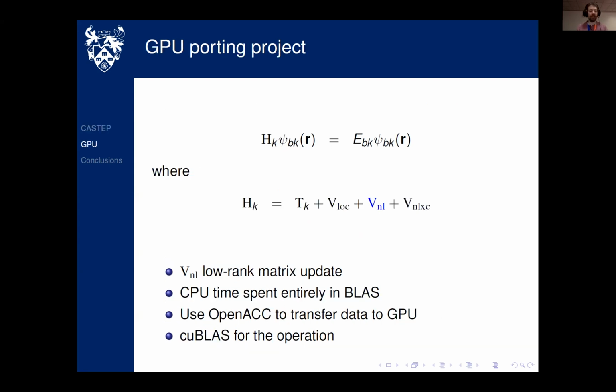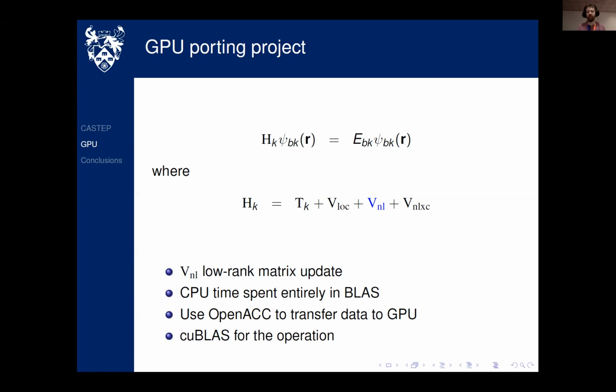So computationally, VNL is mathematically a low rank matrix update, which means, in other words, it looks like a lot of rectangular matrices, and you're doing a lot of dot products between your wave function and these matrices. And that's all done in linear algebra. So on the CPU, it's done entirely in the maths library. We use the basic linear algebra subroutines, the BLAS interface, which is pretty standard.